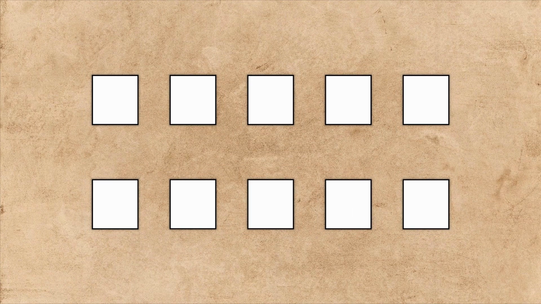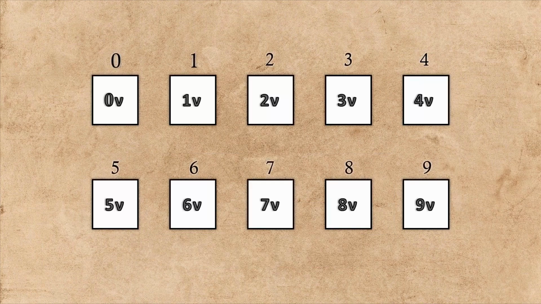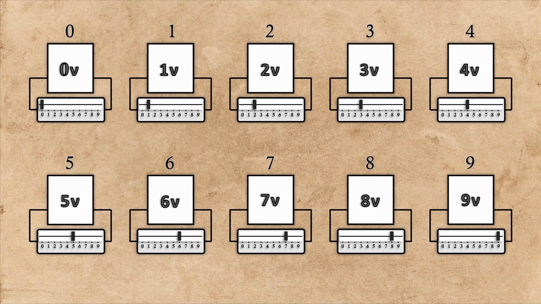One way to have 10 distinct states could be to use the voltage of the cell as its value. We may take 0 volts to be digit 0, 1 volt to be digit 1, and so on. We can connect a voltmeter to a cell to get the voltage reading of that cell. This reading represents the decimal digit stored in that cell. In this way, we can connect a voltmeter to each cell and have 10 distinct states to represent the 10 decimal digits. But there is a problem with this approach.